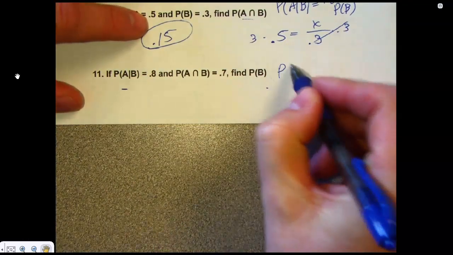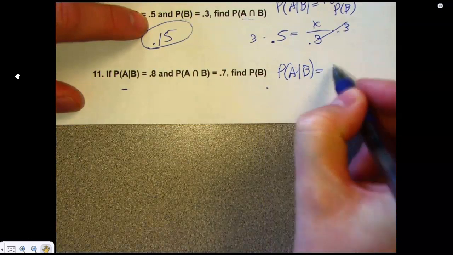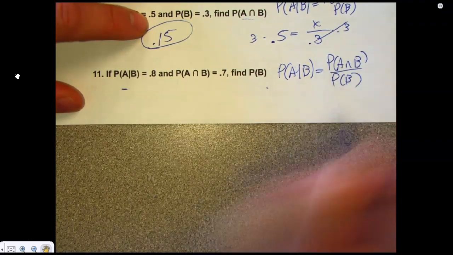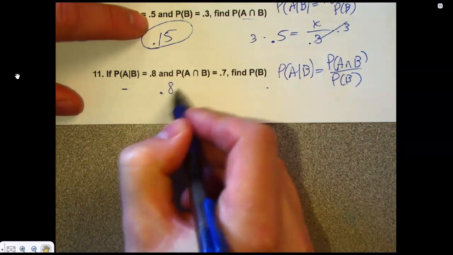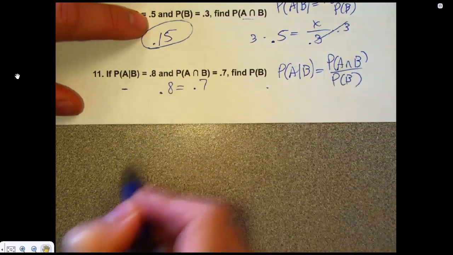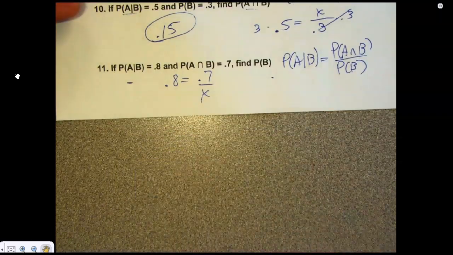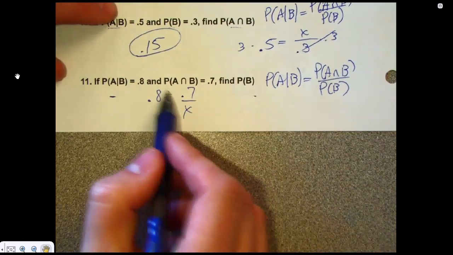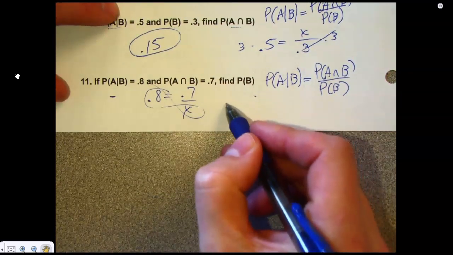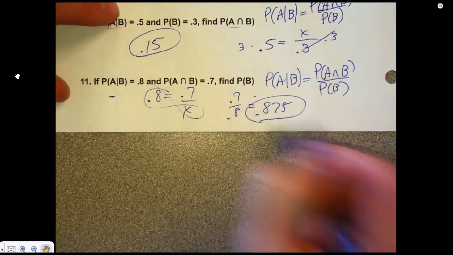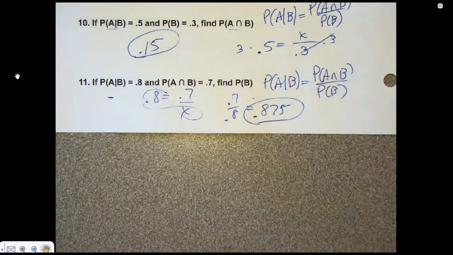So the probability of A given B equals the probability of both divided by the probability of what we know. So in this case, 0.8 equals 0.7 divided by the probability of B, which we can call X. And then there's that exchange trick. So I actually do 0.7 divided by 0.8, which is 0.875. Yeah, that's tough. Questions on these at all?